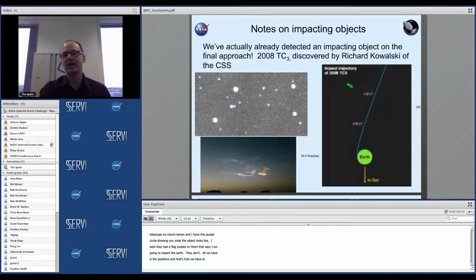Got a shot over here of the trajectory of the object on its final approach. This is done by JPL. And you can actually see that the orbit curves a little bit because the gravity of the Earth focuses the object and sort of draws it in just a little bit at the end. It's very fascinating physics associated with that.